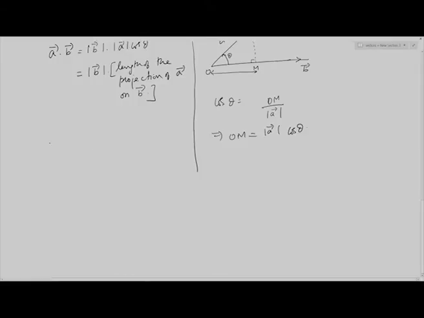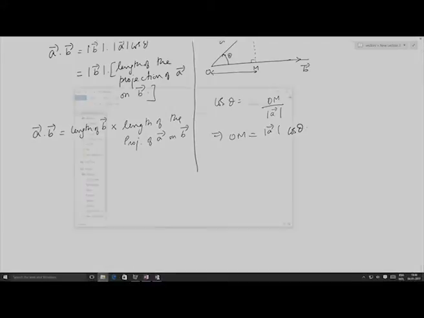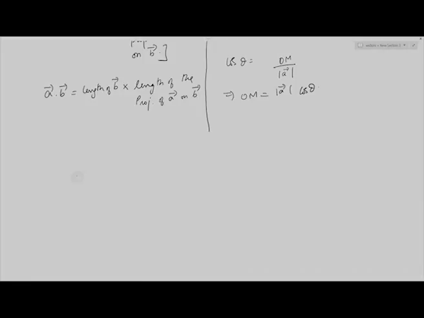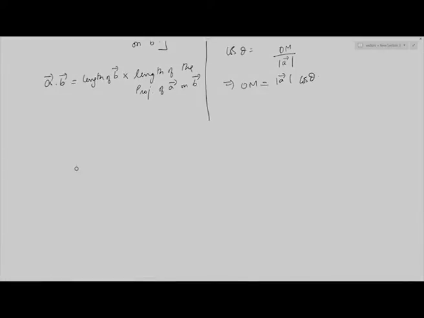So, A dot B you can always say is equal to the length of B multiplied by, because this is a number, the length of the projection of A on the vector B. So, this is the geometric meaning of A dot B.